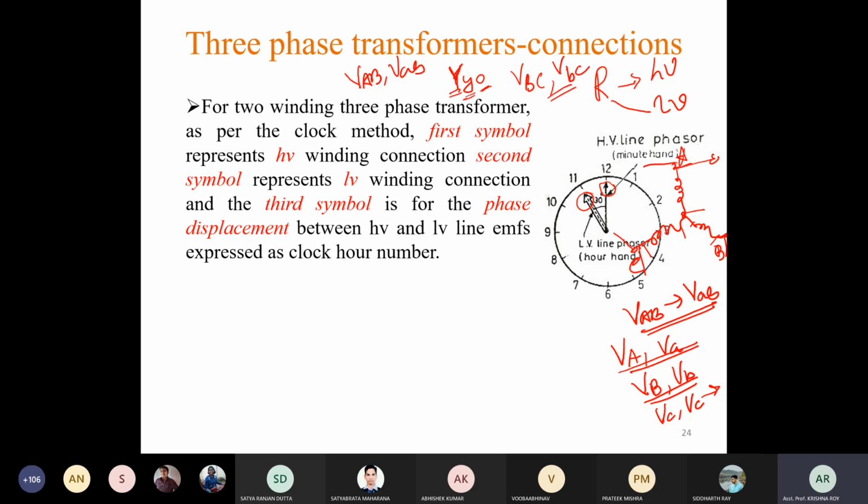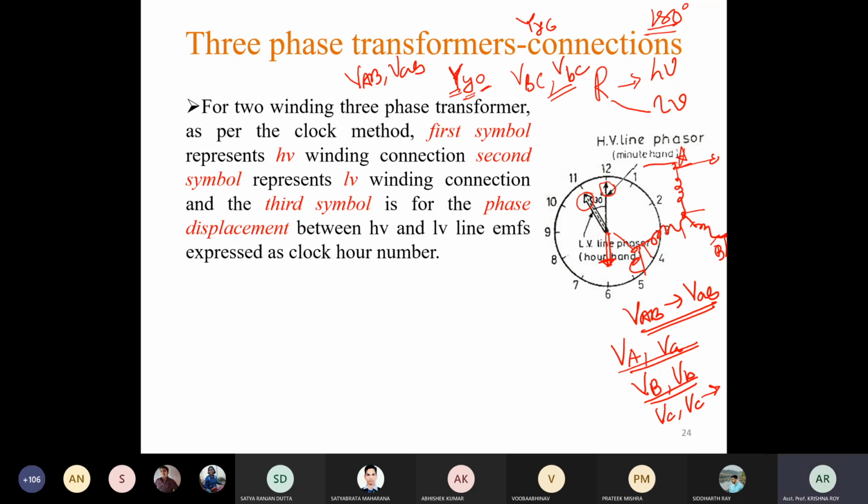Now if we have a transformer with YY6 connection, that means the hour hand is now here. What is the meaning of this? The meaning is that the high voltage winding is Y connected or star connected, the low voltage winding is also Y connected or star connected, and the angle between VAB and V small ab is 180 degree. They are totally out of phase. Is it clear now? Yes, sir.